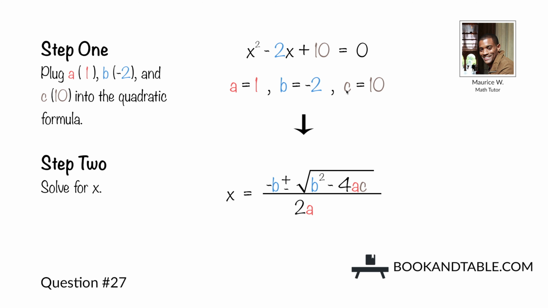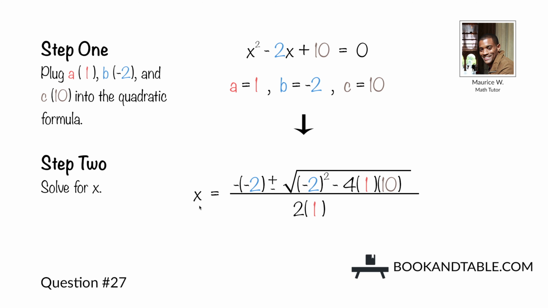And c is our constant, which is 10. Make sure the right side is equal to 0. If there's a constant on the right side, you want to bring it over here and combine it with this one. But we have 0, so we're all set. So we have a is equal to 1, b is equal to negative 2, and c is equal to 10. So when we plug that into the quadratic formula, we get x is equal to negative 1 times negative 2 plus or minus the square root of negative 2 squared minus 4 times 1 times 10, divided by 2 times 1.